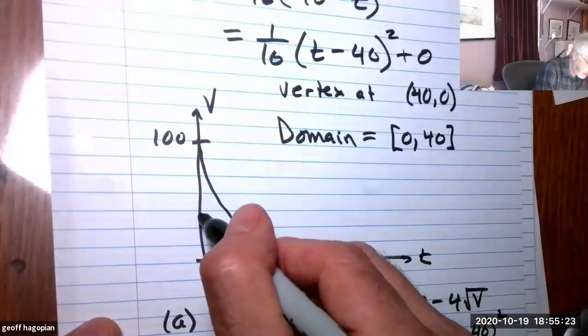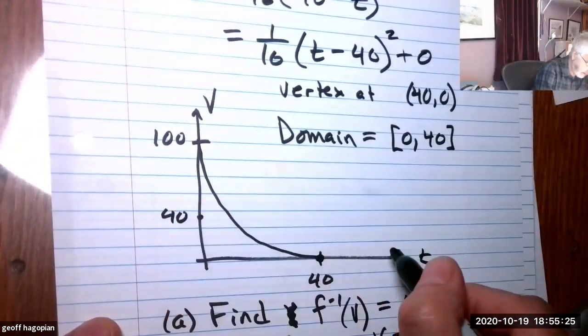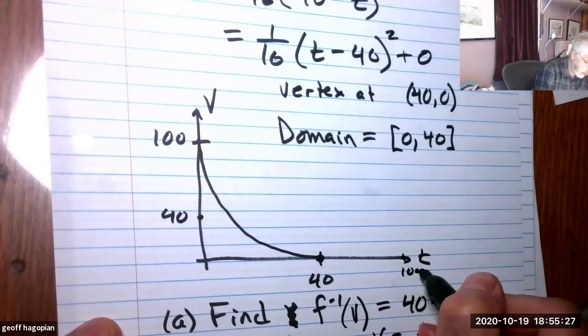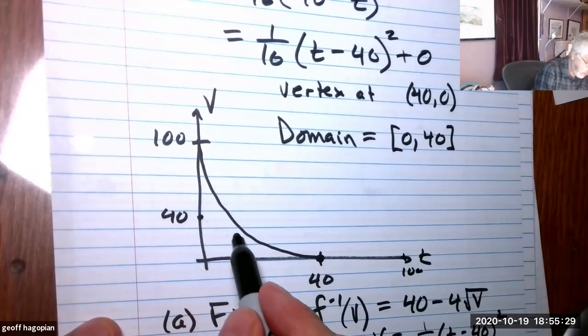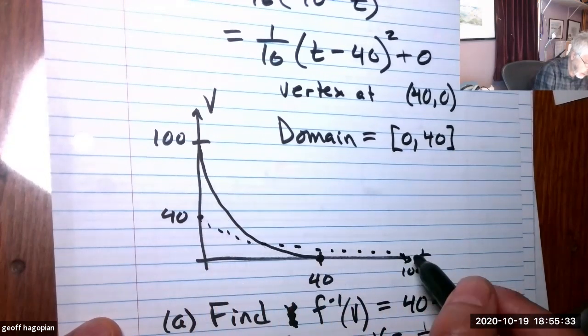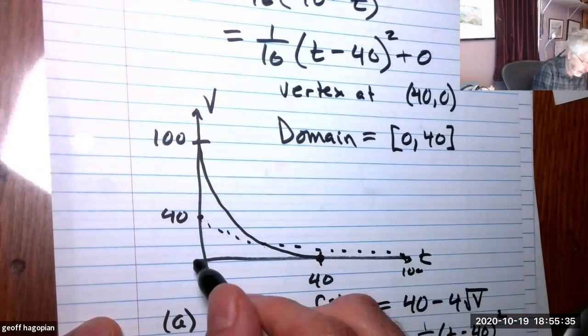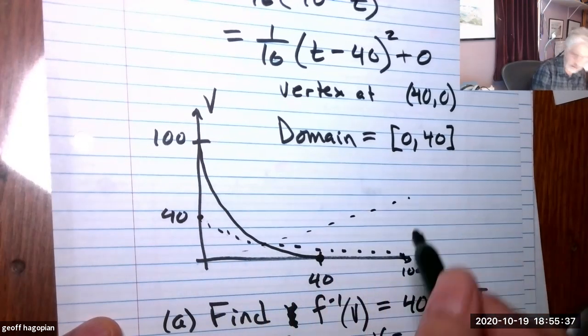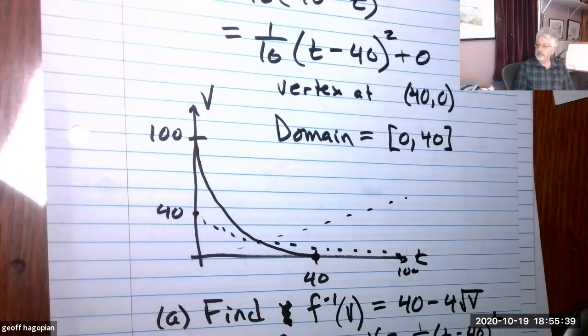What would it look like? So this is like 40 and 100 out here somewhere. So you would see a curve. If you were to actually swap the variables, you would see a curve like that. And the line of symmetry looks like this. But that really isn't needed here.